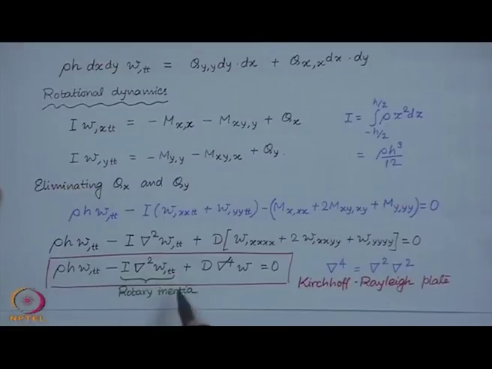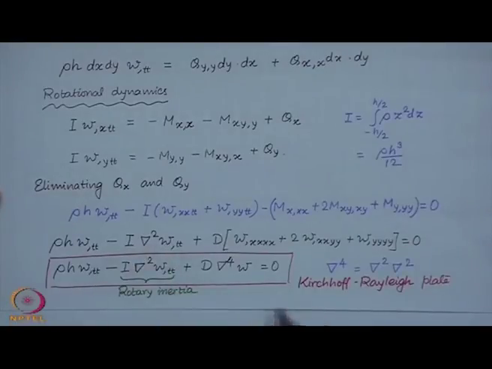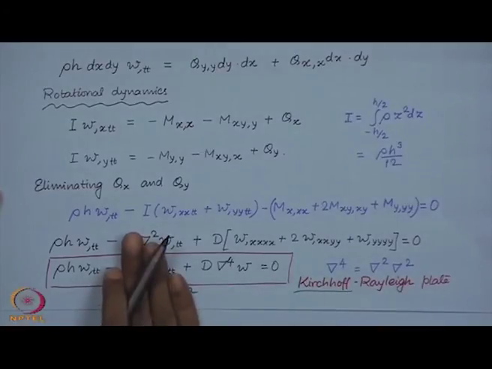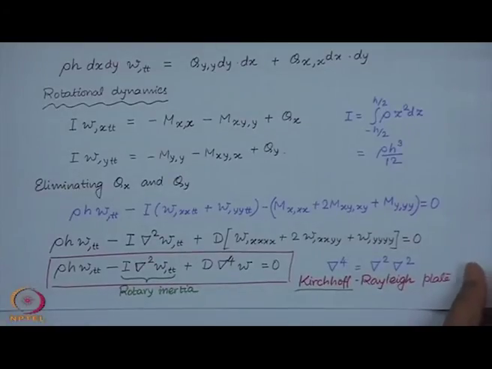If you drop this rotary inertia term, assuming that the moment of inertia is very small, then you have the Kirchhoff plate model. With the rotary inertia term, it is called the Kirchhoff-Rayleigh plate model.